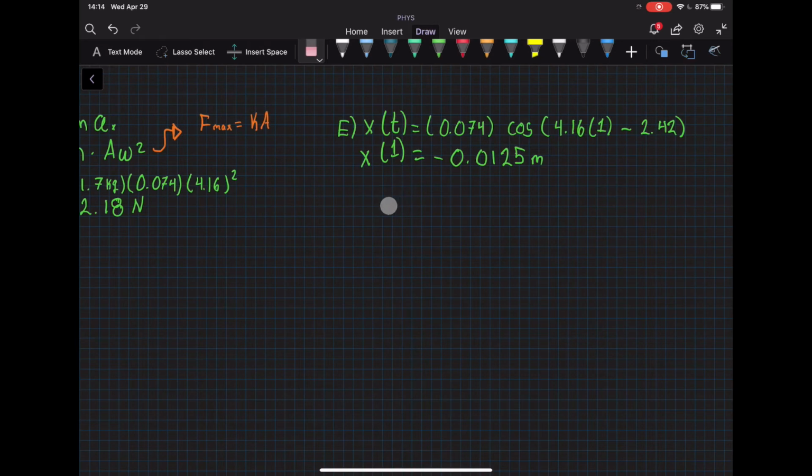To find the distance at a specific time, we just plug in the given time, in this case 1, and we plug it into the equation. The position is negative 0.0125 meters.